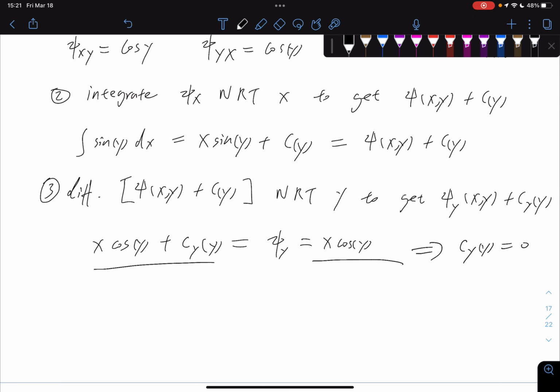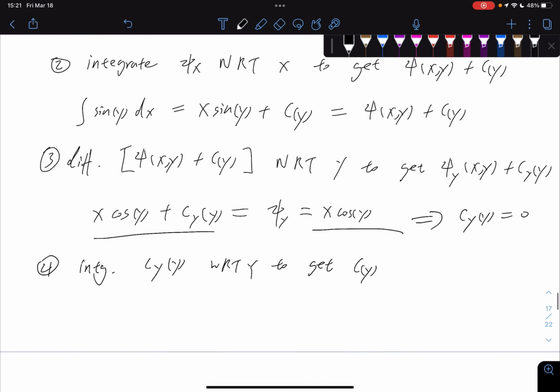And so that means we integrate c prime of y with respect to y to get c of y. And obviously, the integral of c prime of y dy is 0, because c prime of y itself is 0.